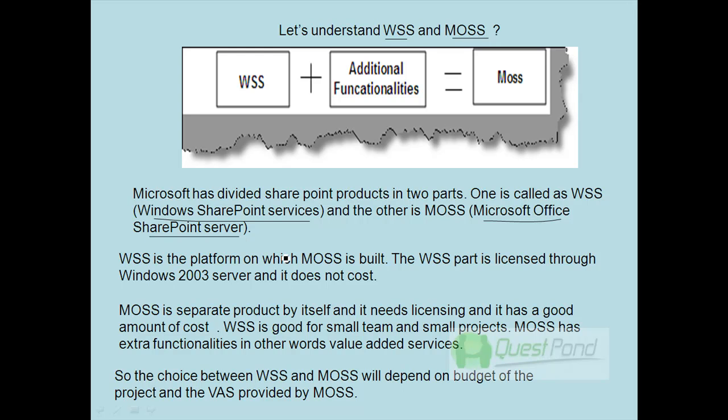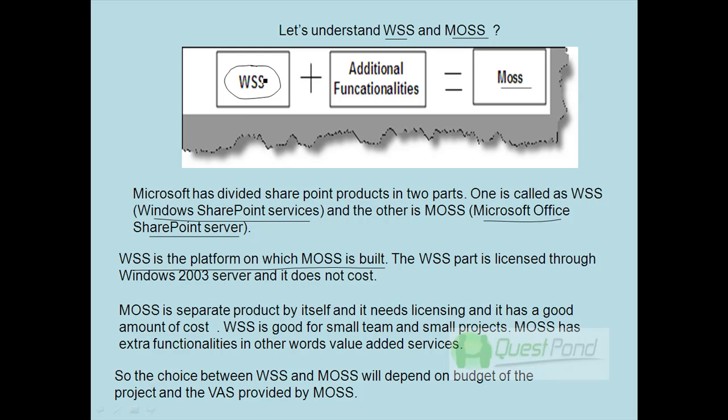Now WSS is the API, or I'll say rather, the core platform of SharePoint, and on that platform MOS is built. So WSS is the framework on which MOS is built. Now WSS is basically free, and it comes with a Windows 2003 server license. So if you buy 2003 server, you will get WSS free, right? While MOS is a separate product by itself. So what Microsoft has done is, it has said, okay, you can use the core framework free. It comes as a package with Windows 2003 server.